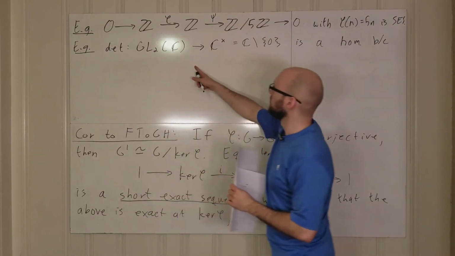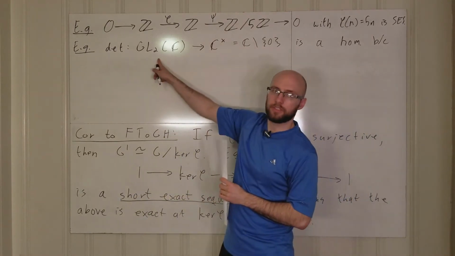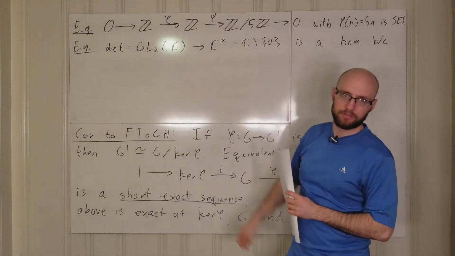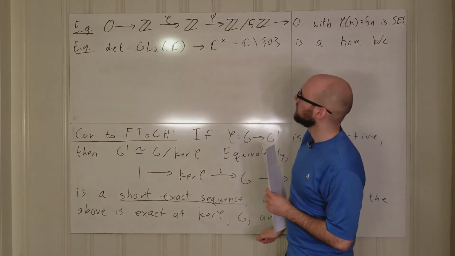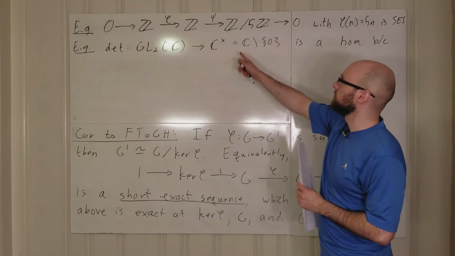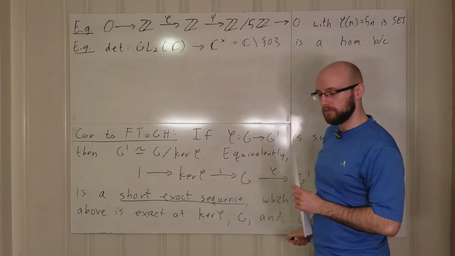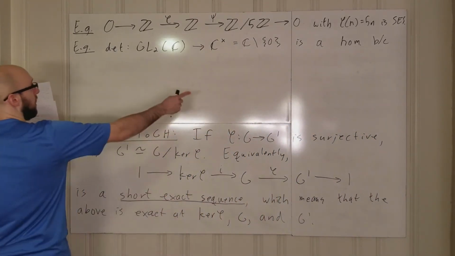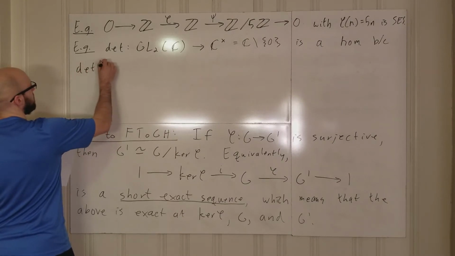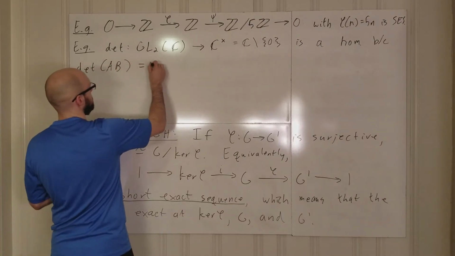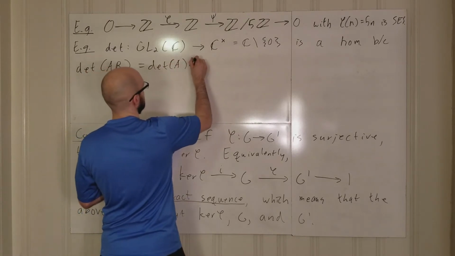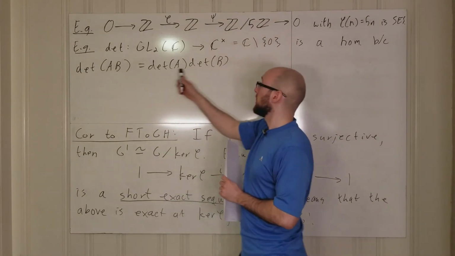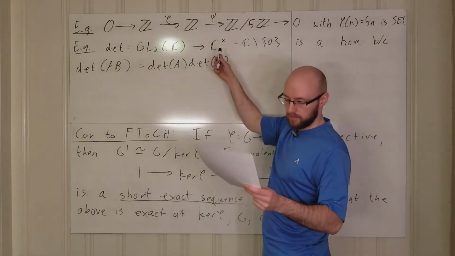because, first of all, this is GL2C, so anything in GL2C is going to have non-zero determinant, and that's why we exclude 0, well, we didn't have to exclude 0, but it makes it nice. Also, this is C with multiplication, and so that makes this a group. But why is this a homomorphism? It's a homomorphism because the determinant of A times B equals the determinant of A times the determinant of B. And here this is matrix multiplication in GL2C, and here this is multiplication in C cross.